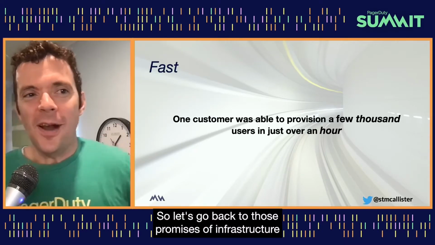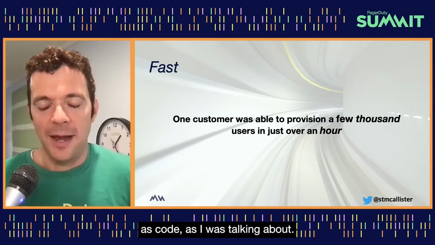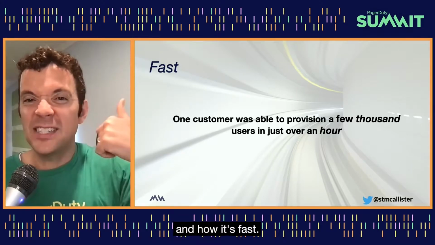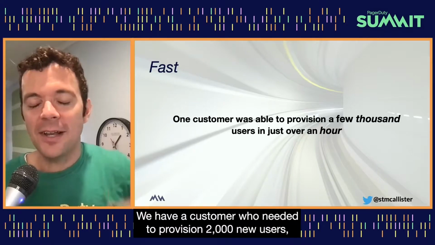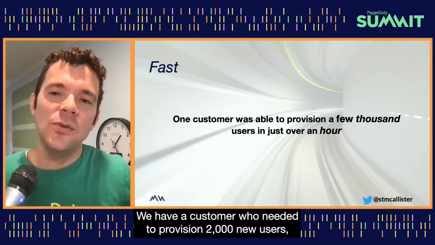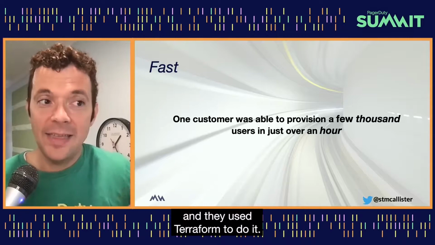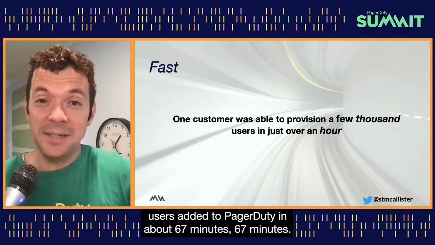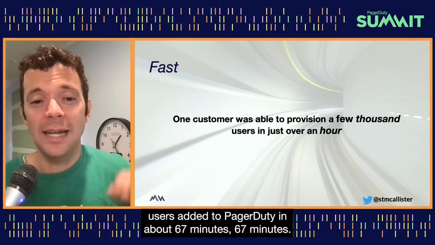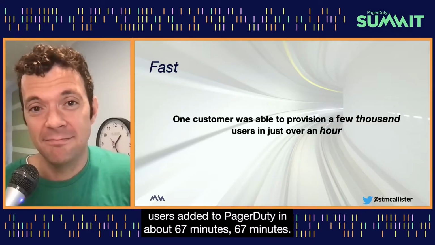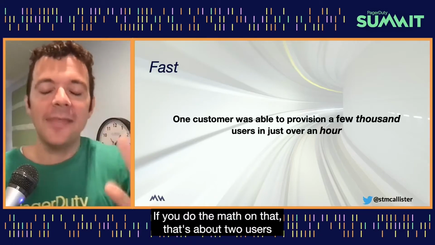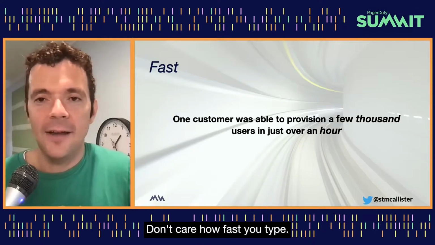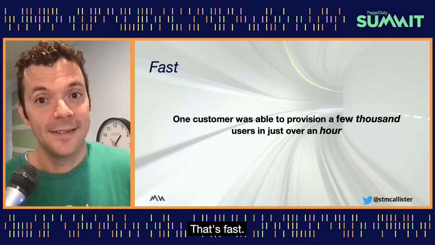So let's go back to those promises of infrastructure as code as I was talking about. First, let's talk about how they relate to Terraform and how it's fast. We have a customer who needed to provision 2,000 new users, and they used Terraform to do it. They were able to get those 2,000 users added to PagerDuty in about 67 minutes. 67 minutes. If you do the math on that, that's about 2 users a second. Don't care how fast you type, that's fast, right?